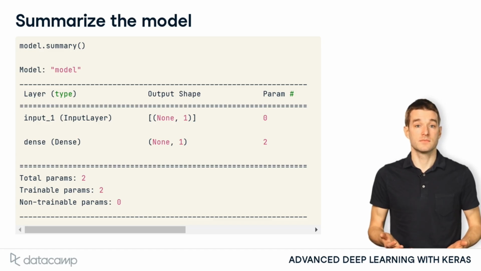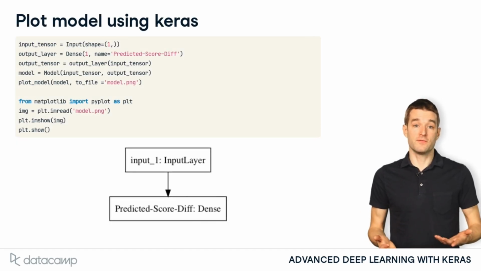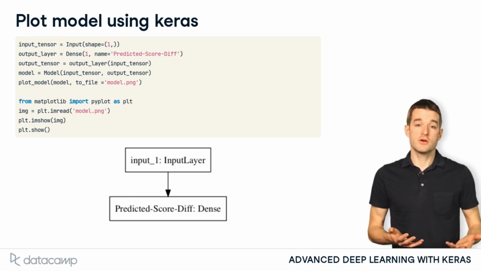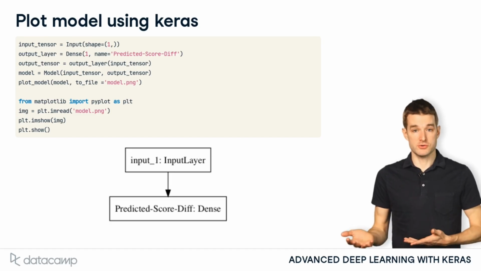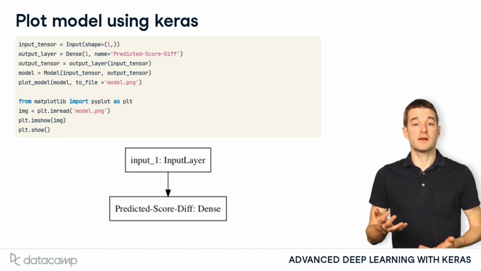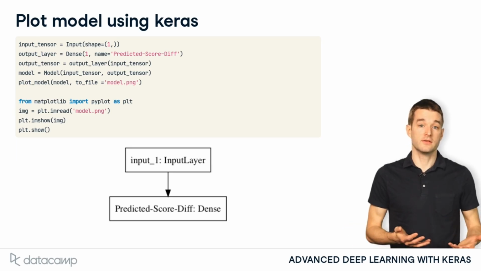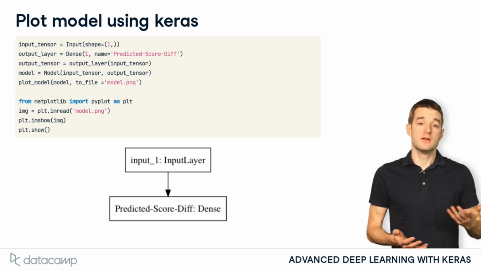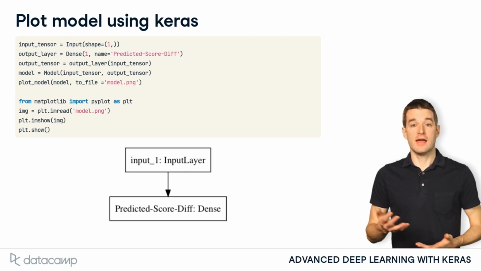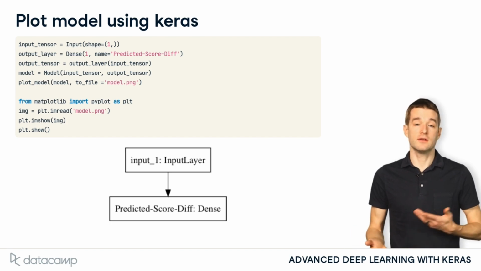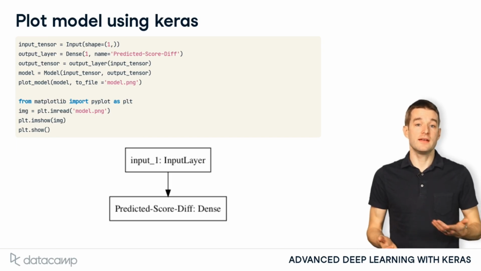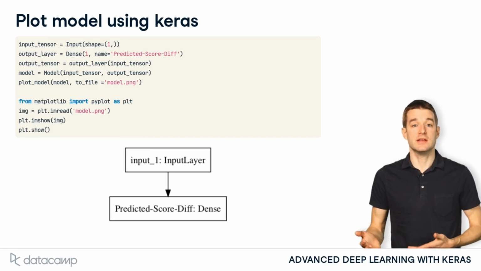It is also useful to plot the model before fitting it. A plot gives you a little bit more information than a summary. It shows you how the layers connect together visually. In this case, the input layer connects directly to the output layer, which is dense. Note that in the code for this example, I've named the dense layer. Names are useful when you're looking at model plots to help keep track of which layer in the plot is which layer in the code. Plot model saves the image to a file, which we can then display using matplotlib's imread and imshow functions, as shown here.